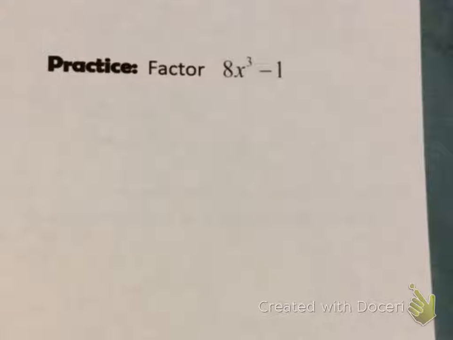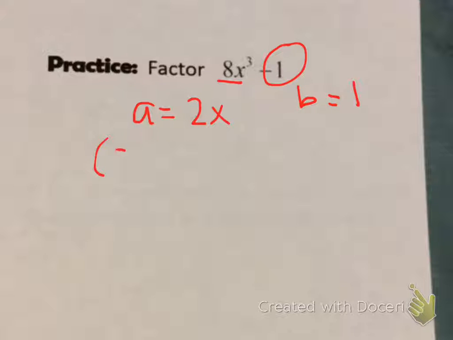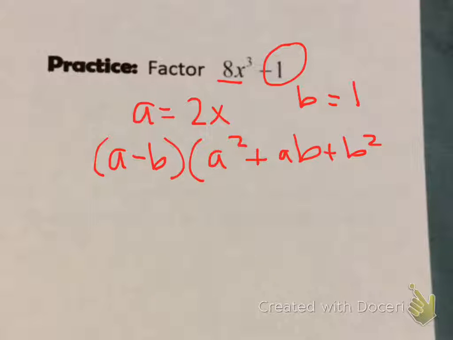Another very similar problem here. Still going to identify my a and my b value. My a comes from the cubed root of the 8x cubed, which is 2x, and my b comes from the cubed root of 1, which is 1. I follow my formula. It has the minus sign first because there was a minus sign in my problem, and then the rest of the formula is a squared plus ab plus b squared.